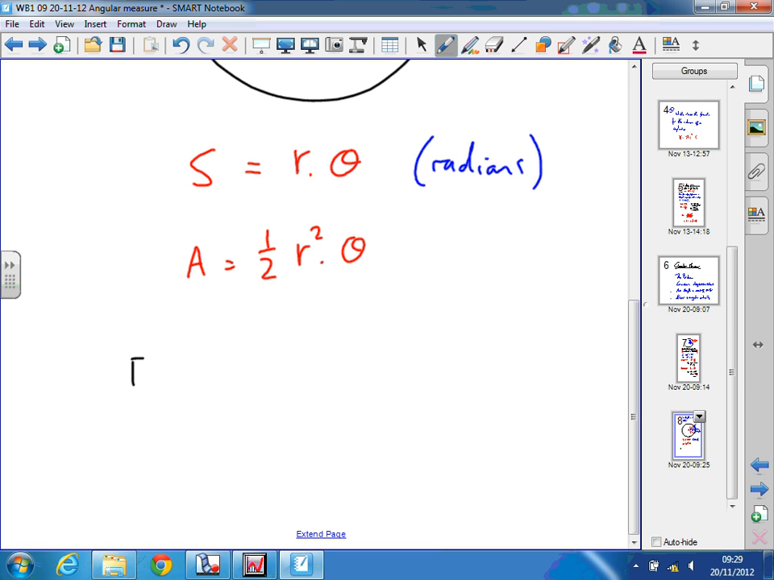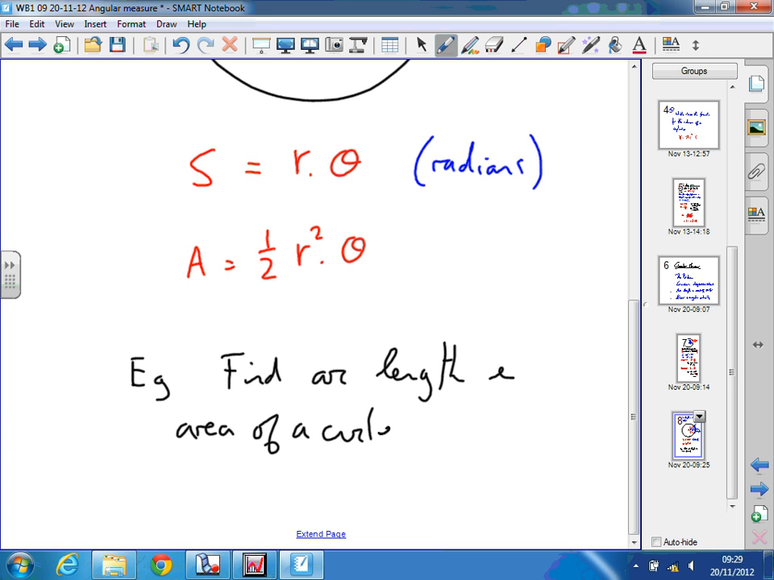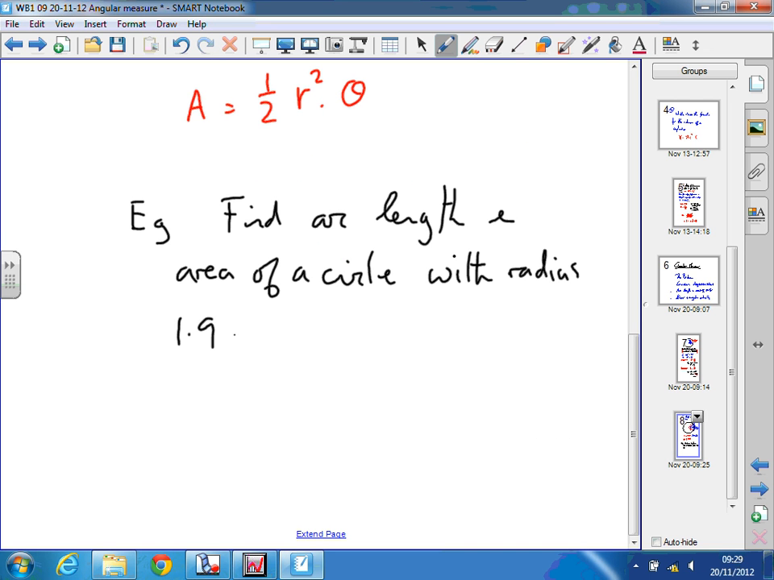So, example: find the arc length and area of a circle with radius 1.9 centimeters and angle 45 degrees.